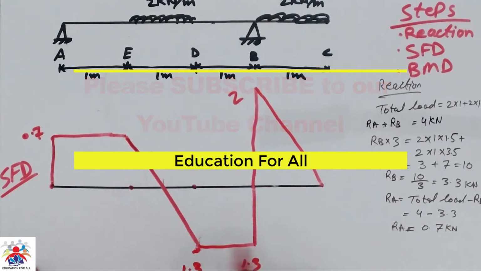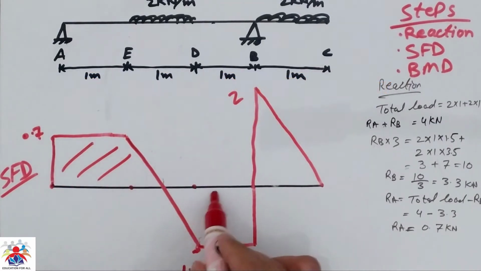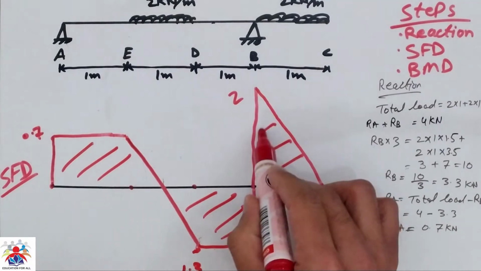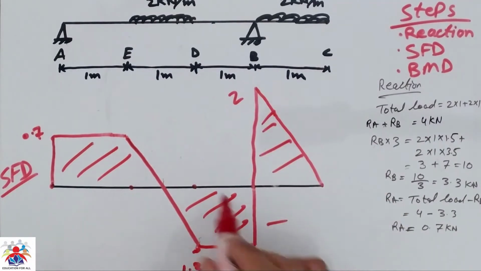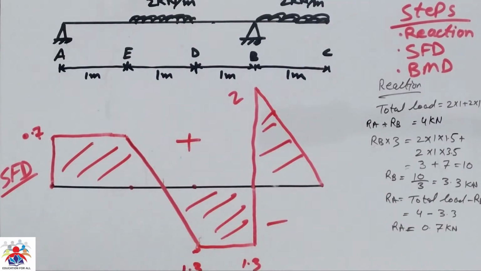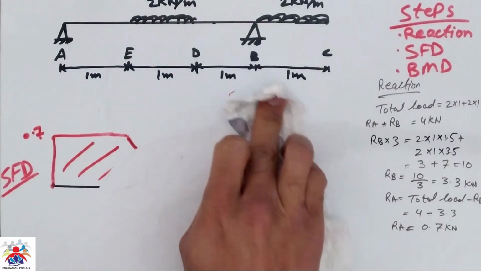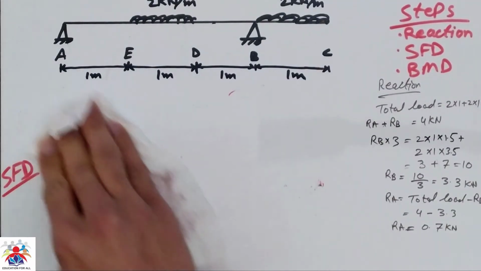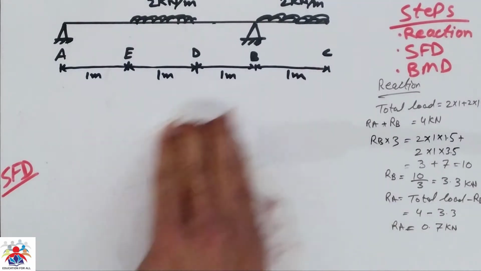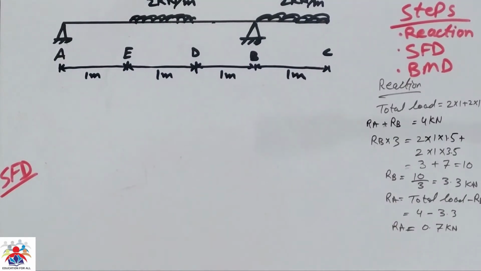That's how we can draw our shear force diagram for this type of beam. Okay, so this is our negative zone and this is positive zone. Okay, now we have to draw our bending moment diagram. In order to draw a bending moment diagram, we have to calculate bending moment, then we would be able to draw our bending moment diagram.